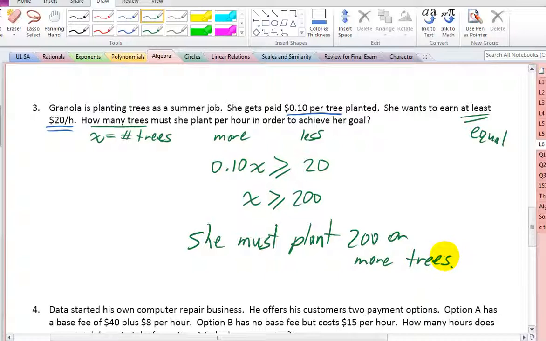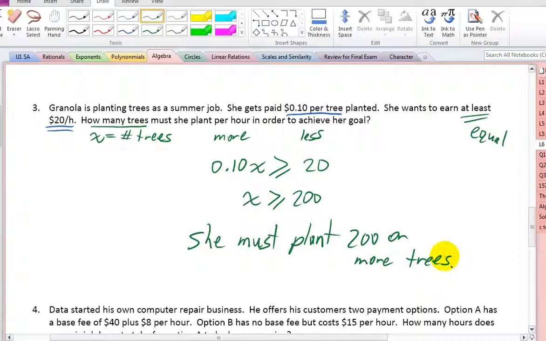Notice I didn't say she must plant more than 200. Why would that be wrong? Because she wants to make at least 200. Yeah, at least. So 200's okay, right? Because she's making the same amount. All right, so that's an important part there with the word sentence. Okay?